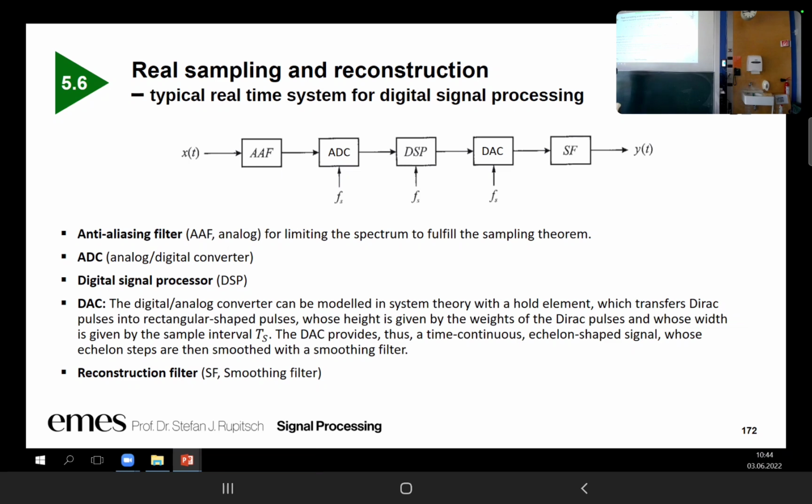This reconstruction filter is oftentimes neglected in lectures concerning signal processing. For me, it's a very important point because that's the real world. We have to compensate for such effects and perform this whole procedure, because otherwise it only works from the theoretical point of view, but not from the practical point of view. Good. Then let us continue with chapter 6.